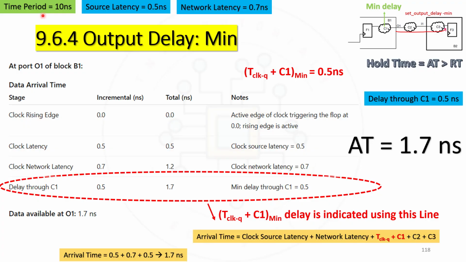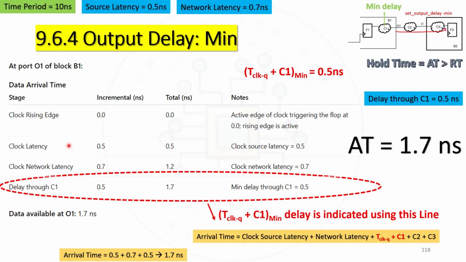So let us take the same values: time period as 10, source latency 0.5, network latency is 0.7. And first we are calculating the data arrival time, that is at port O1 of block B1. So for arrival time, first let us calculate how much time it is taking for the data to be available at this particular O1. As it is min here, which is hold analysis, we'll be taking the same edge. So that's why clock rising edge is at 0. So total time is 0. So the active edge of clock triggering the flop is at 0. So rising edge is active.